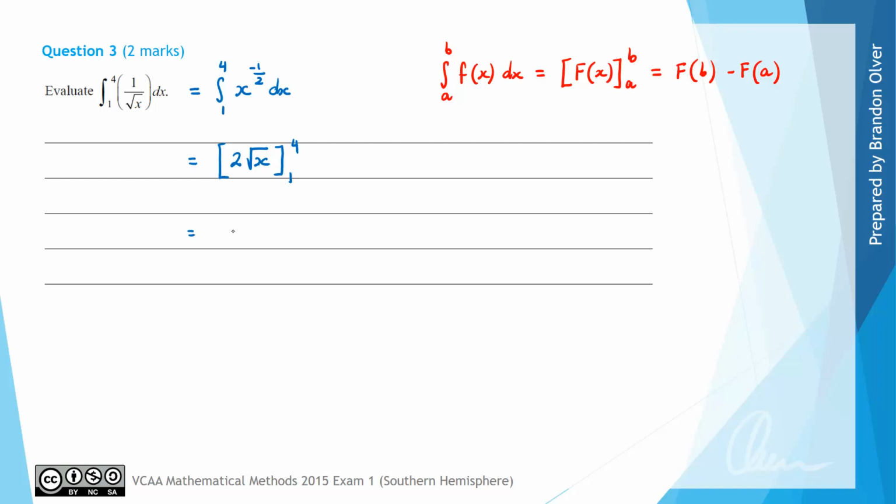So next we're going to substitute in the upper limit, so it's going to be 2 times the square root of 4, and then we're going to subtract away from that 2 times the square root of the lower limit substituted in, which is 2 times the square root of 1. So that's going to equal 2 times the square root of 4, which is 2, and 2 times 2 is 4, and then we subtract 2 times the square root of 1, which is simply 2. So overall, the answer to this question is 2.